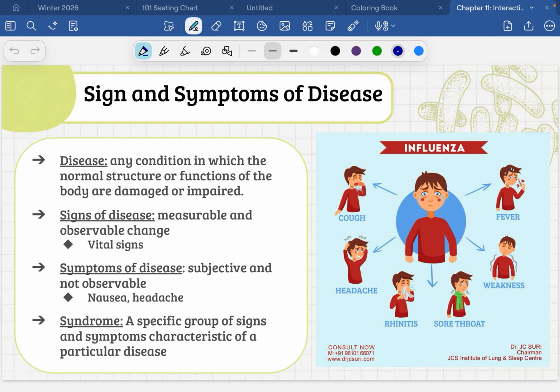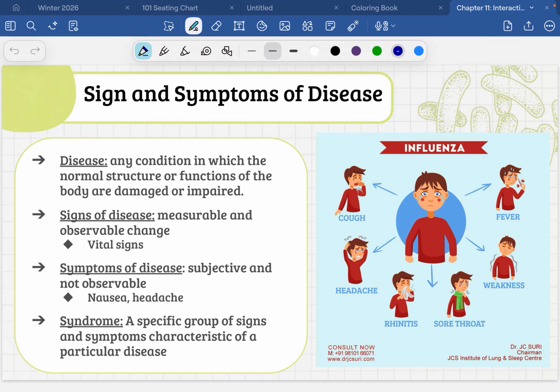So before anything else, a disease. What is a disease? We haven't defined that yet. A disease is any condition in which the normal structure or functions of the body are damaged or impaired. This can be due to a bacteria, virus, genetics, environment, all kinds of different things, right? You can have genetic diseases. You can have allergies, which are a type of disease. You can have mental diseases, right? It's any condition where normal or typical structure or functions of the body are damaged or impaired.